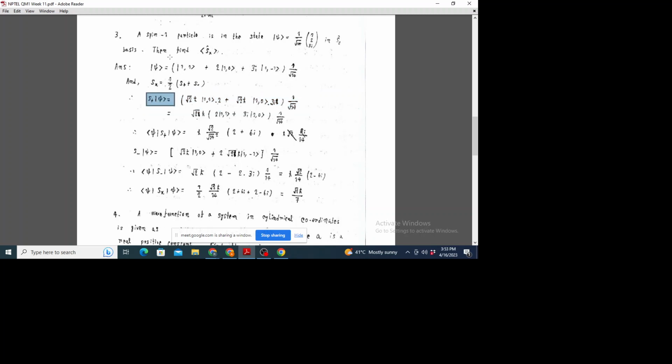So S plus acting on psi. S plus is a linear operator, so it will act on these 3 basis states, the 3 components of these states, separately. Let us first look at this one. S plus acting on 1 comma 1 will give you 0, because 1 comma 1 is the highest weight state. For a spin 1 particle, M has maximum value 1. You cannot have M equal to 2. So once you have 1 comma 1, you cannot raise the M eigenvalue by 1 unit. That is why S plus acting on 1 comma 1 is 0. So no contribution from this one.